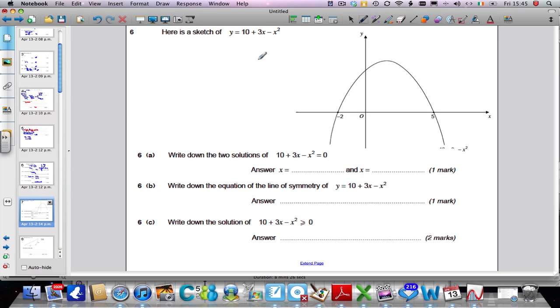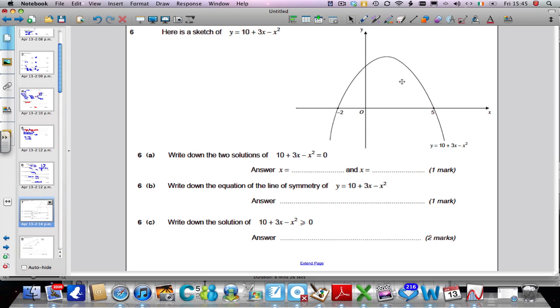On we go. And we have the sketch of y equals 10 plus 3x minus x squared. So it's an n-shaped graph, a parabola that looks like that. And we're asked to write down the two solutions. Now, because we can see clearly where it cuts the x-axis, we can get our solutions exceptionally quickly. The solutions would be x equals -2 and x equals 5.